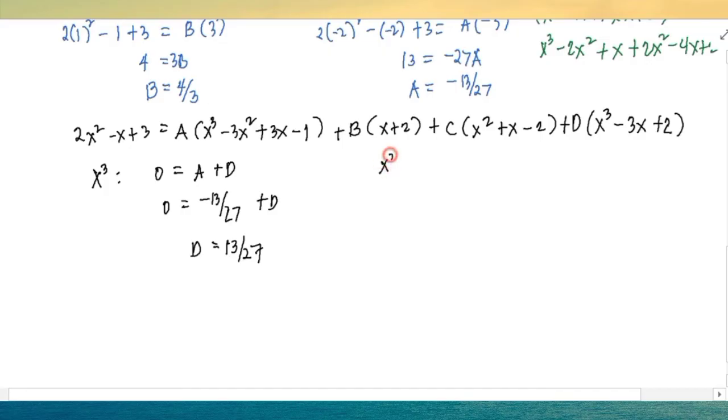So for x squared, on the left side of the equation, we have 2. And on the right side of the equation, we have negative 3A. And for C, we have C. For D, we have no x squared, so that's 0. Since we already have the value of A, then we substitute A. So 2 is negative 3 multiplied by negative 13 over 27 plus C. So solving for the value of C, then we would have 5 over 9.